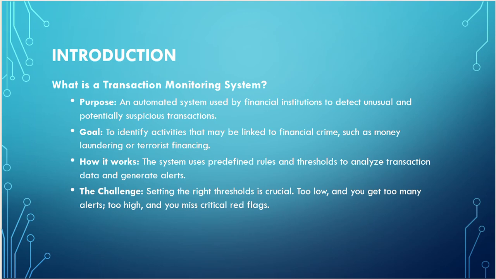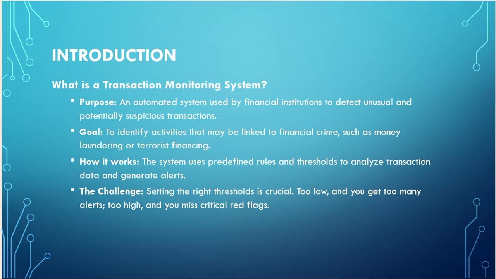Let's understand the goal of the transaction monitoring system: to identify activity that may be linked to financial crime or criminal activity, where the customer or criminal wants to clean their dirty money, such as money laundering and terrorist financing, for anti-money laundering and counter terrorist financing. So we avoid these things. And how does it work?